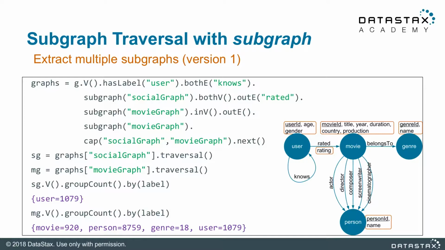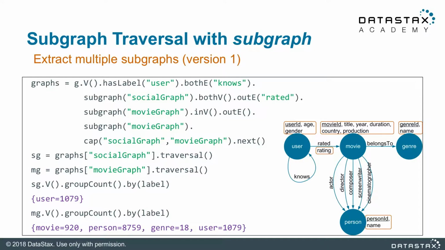From there, recall that we are on an edge. The most recent and relevant step was outE, rated. So we're going to go to the incoming vertex with the inV call. Again, we are at movies. We will go from there to the outgoing edges, and in our schema, we know that those outgoing edges coming from movies are to things like director, actor, belongs to, and so forth. So we already have a subgraph called movieGraph. So in effect, we are adding stuff into that graph by using the same label again. So we are kind of enriching our movies subgraph with all of the people and genres associated with the movies.